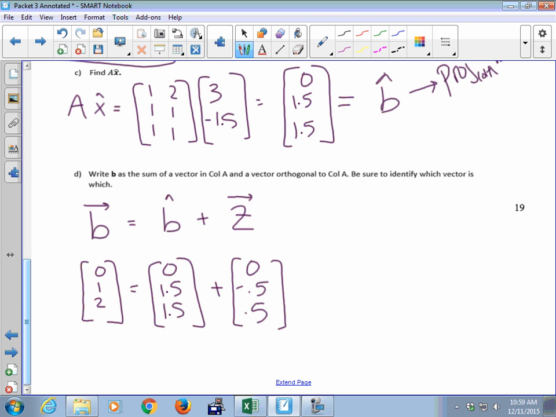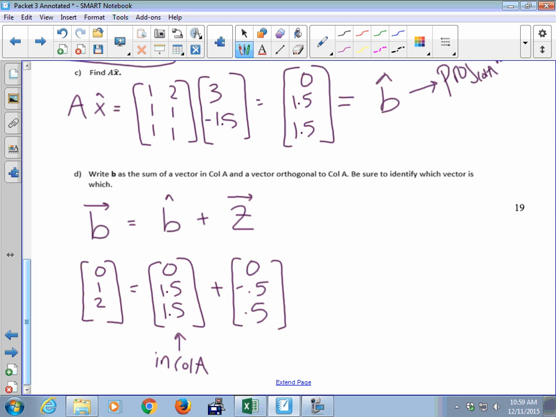All right, which one of those vectors, (0, 1.5, 1.5) or (0, -0.5, 0.5), is in col A? The first one, (0, 1.5, 1.5), is in col A, because it is just the product of A times x hat. A times any vector will give you something in col A.